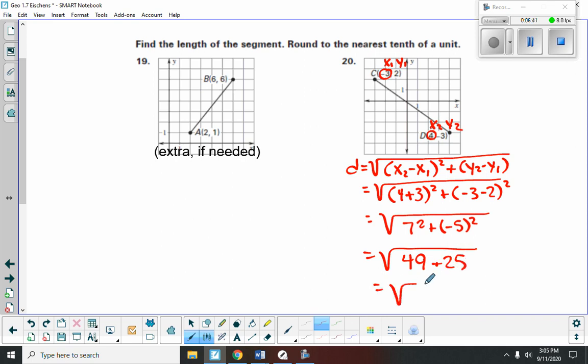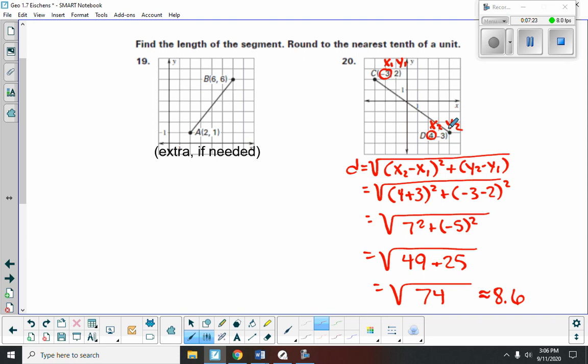And then we have 49 plus 25, the square root of 74 for an answer, which doesn't give us maybe a real good idea of what the answer is. So let's just put that in the square root to see what the approximate answer is. It is about 8.6. The square root of 74 is approximately 8.6. And so that would be the length of the segment. And let's just kind of count. So this is about 1, 2, 3, 4, 5, 6, 7. Yeah, 8.6 sounds about right.